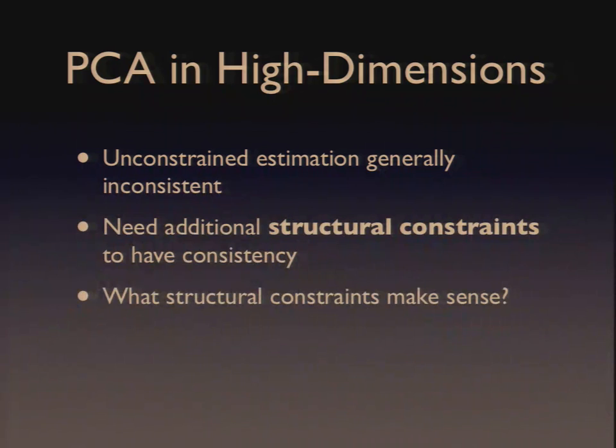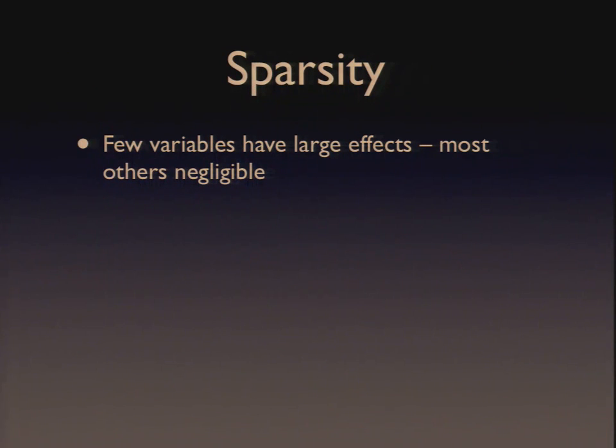So a natural question that people have been asking is, what sort of structural constraints make sense? And the one that has gotten a lot of attention over the past 10, 15 years is the idea of sparsity. Qualitatively, sparsity just says a few of the variables have large effects, and most of the others are negligible.